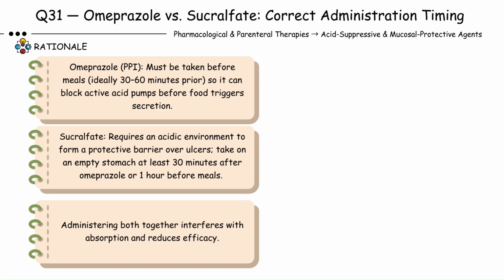Omeprazole needs to be taken before meals, ideally 30 to 60 minutes before breakfast, so it can block active acid pumps. Sucralfate needs an acidic, empty stomach to form its protective barrier. Separating them by at least 30 minutes ensures optimal absorption for both. Now, why the other options are incorrect.